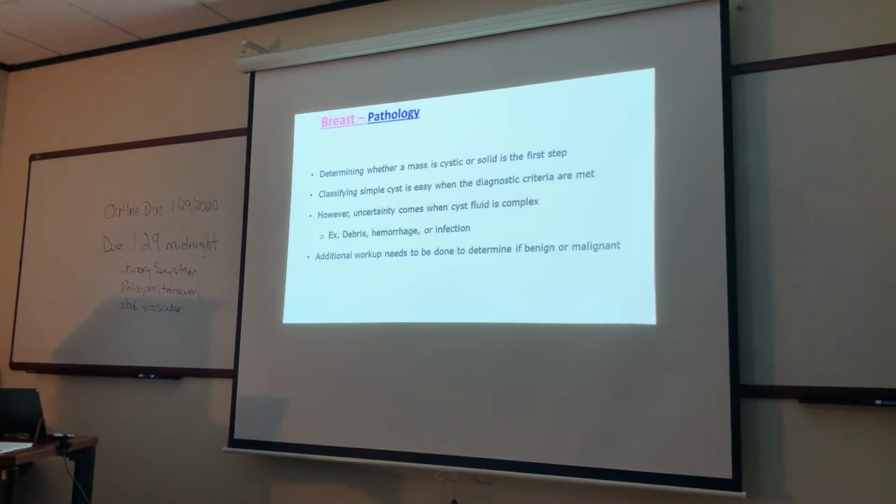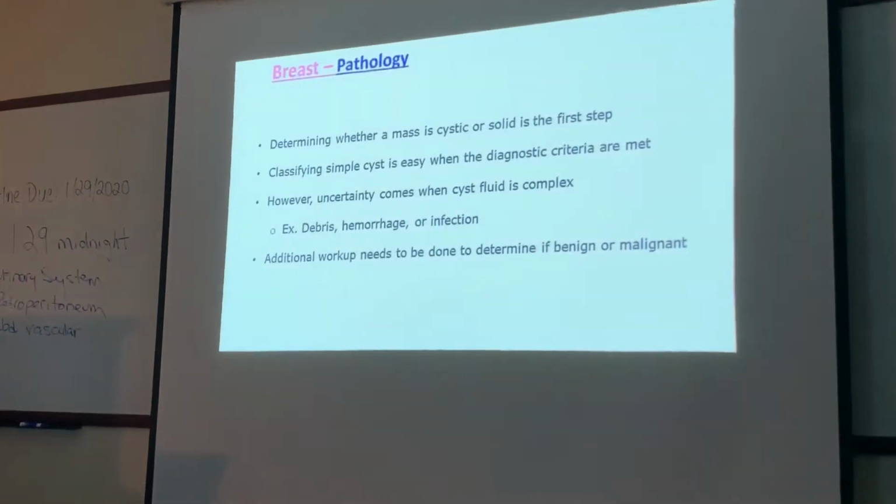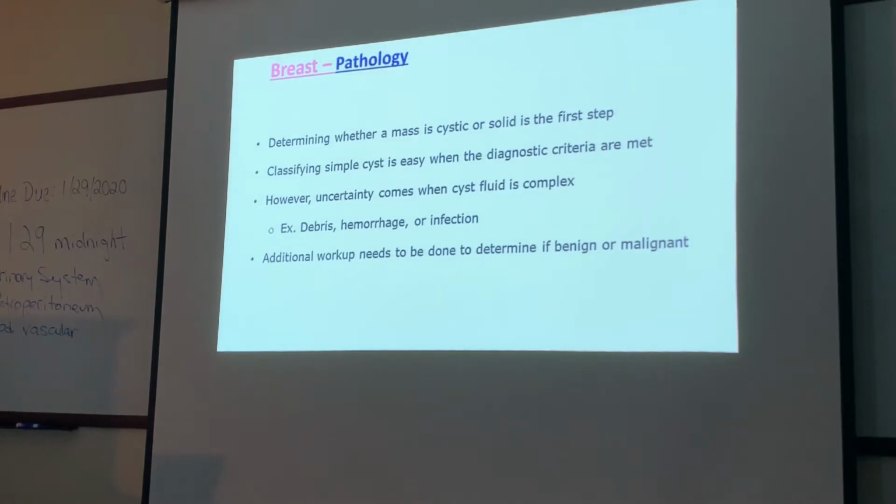Okay. Classifying simple cysts is relatively easy. You know what a simple cyst looks like? It's a thin walled, round or oval shaped structure that's anechoic, right? No internal echoes, right? But however, uncertainty comes when the cyst is complex or I forgot the other word. We'll get to it.